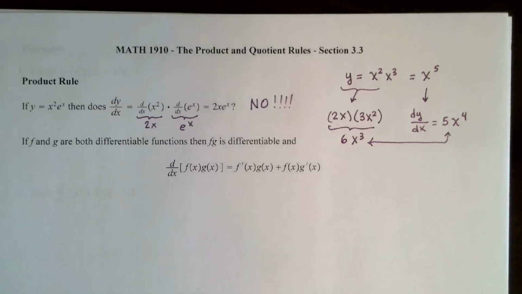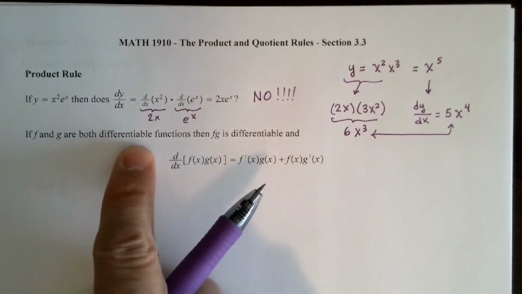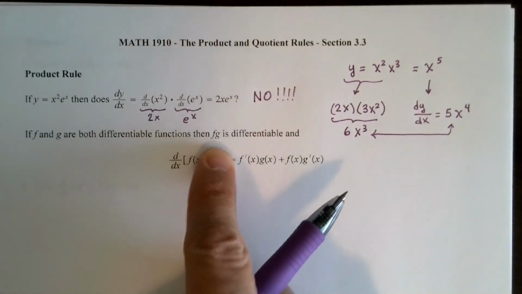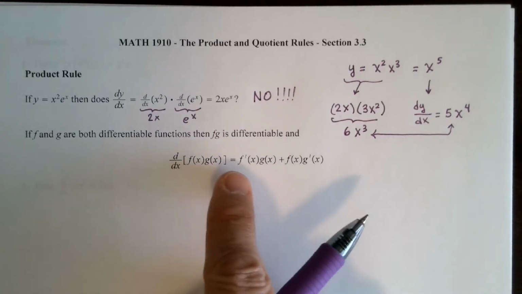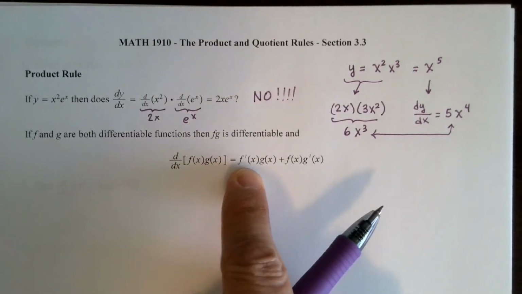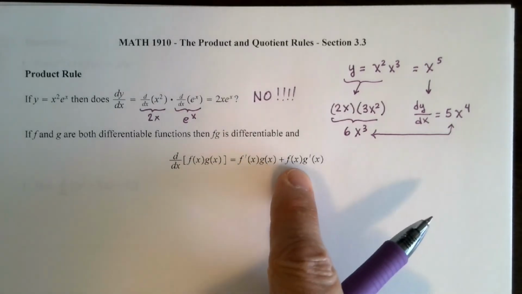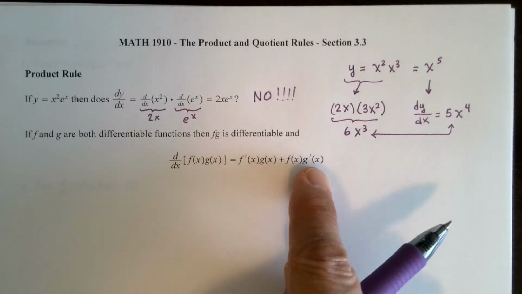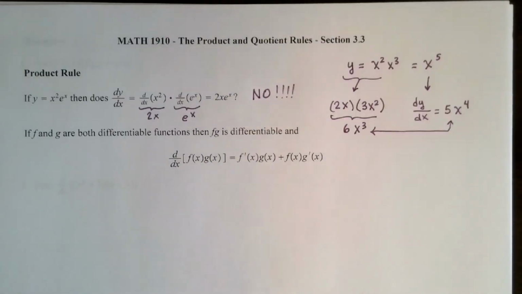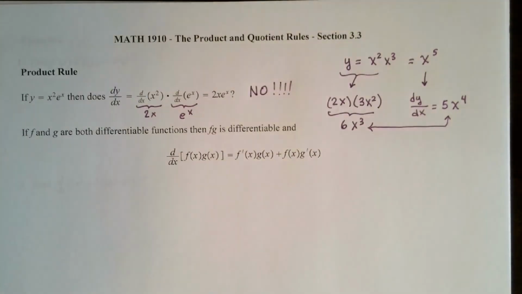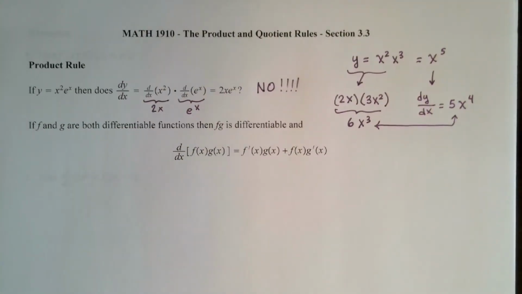So what is the product rule? Well, here it is. If f and g are both differentiable functions, then their product is differentiable, and here's the derivative of the product. If I have f times g of x, the derivative is f prime times g of x, plus f times the derivative of g. So the bottom line idea is, if you have a product of two functions, take the derivative of one, multiply it by the other, and add that to the derivative of the other times the first function. And that's the product rule. That's what has to work.